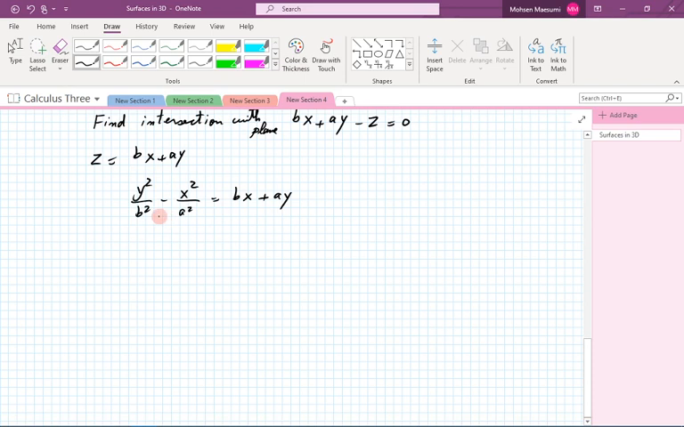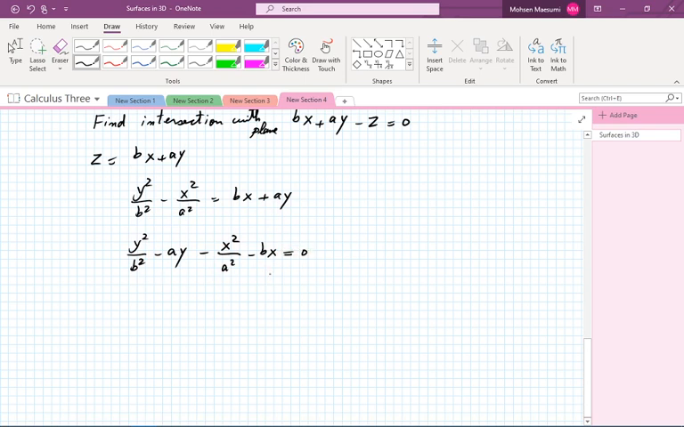Okay, now the next question is what kind of an equation is this? Let's bring everything to one side. So I'll have y squared over b squared, let me put my other y next to this, and then minus x squared over a squared, and then put another x next to this, equal to 0.